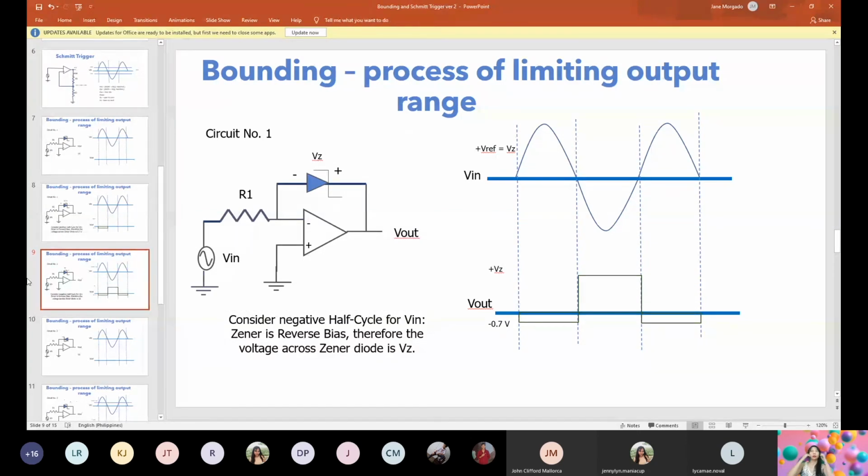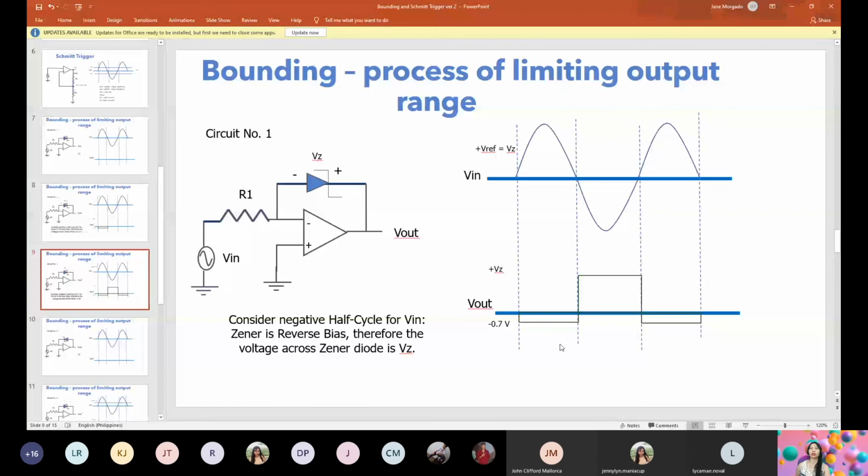Question? That is for circuit number 1. Any question for circuit number 1? None. How about the others? If you don't have a microphone, you can type in the meeting chat. Okay, let's proceed. Where are we? This is circuit number 1.